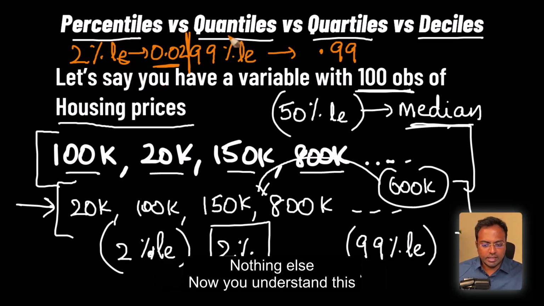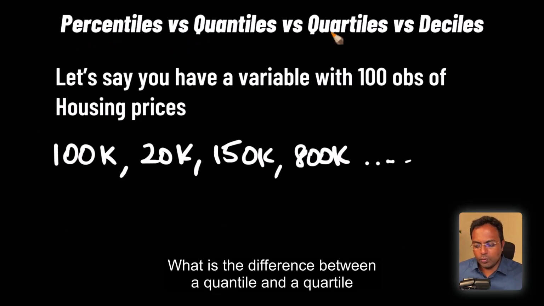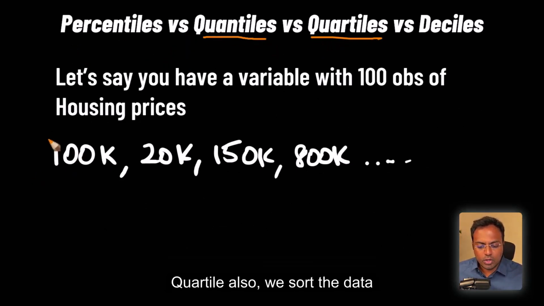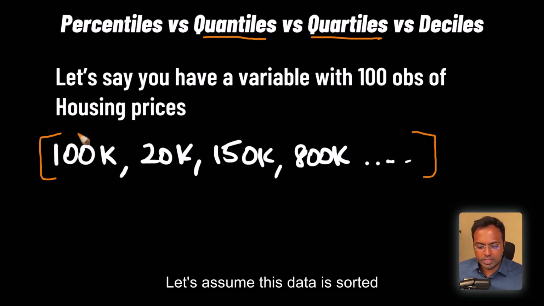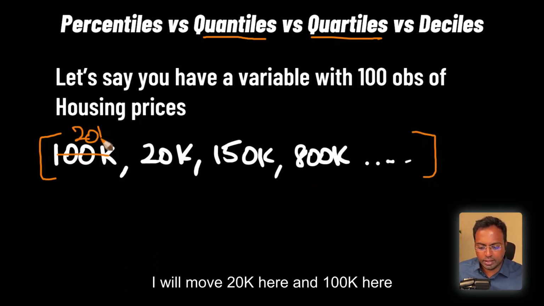Now you understand this, then what is a quartile? What is the difference between a quantile and a quartile? For quartile also, we sort the data. Let's assume this data is sorted. I will move 20K here and 100K here.